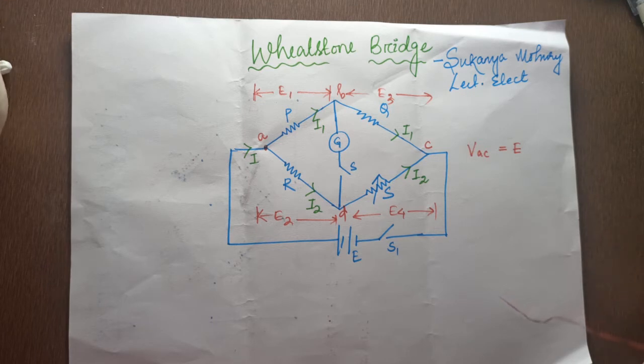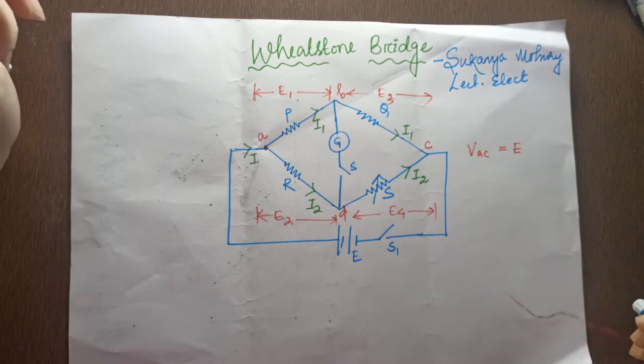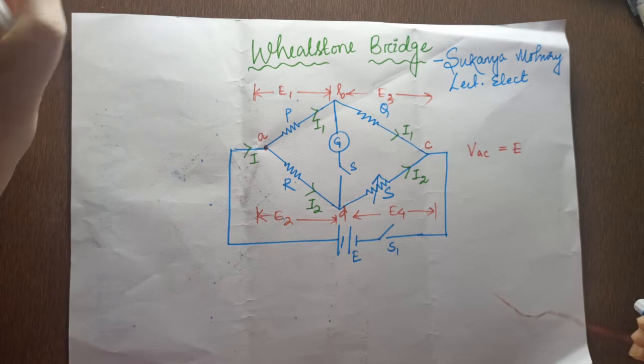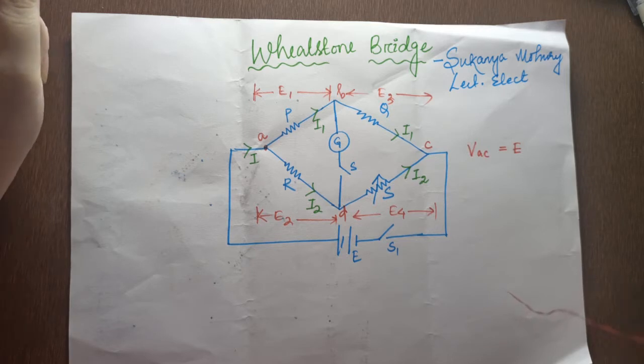And this Wheatstone bridge method is being used to calculate the unknown resistance present in the arm of the bridge circuit. And usually here it is used for the DC source circuit. So let's see what is the arrangement.